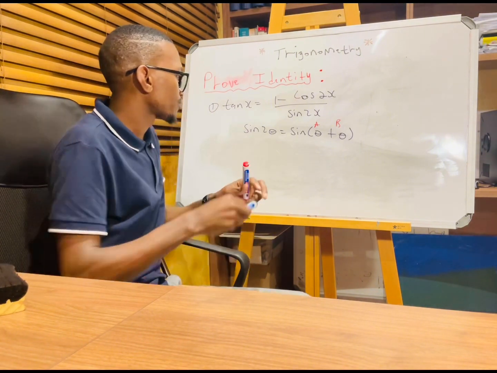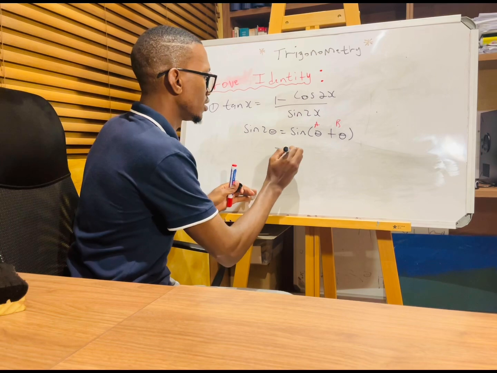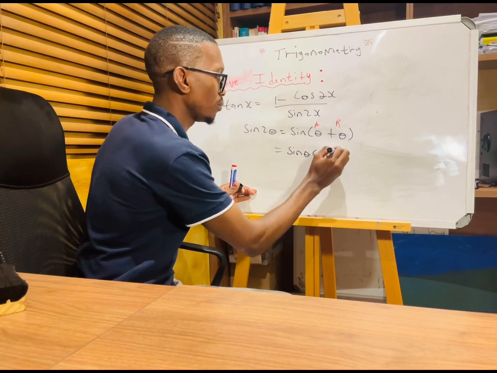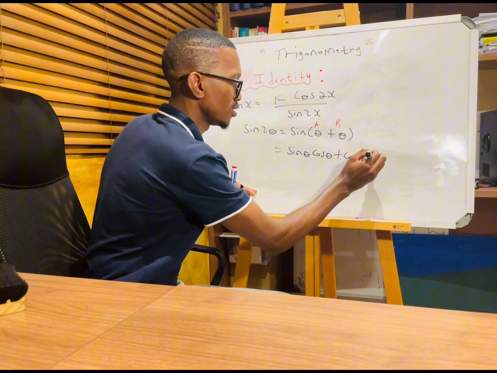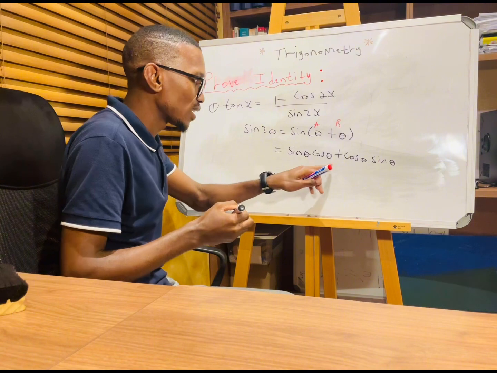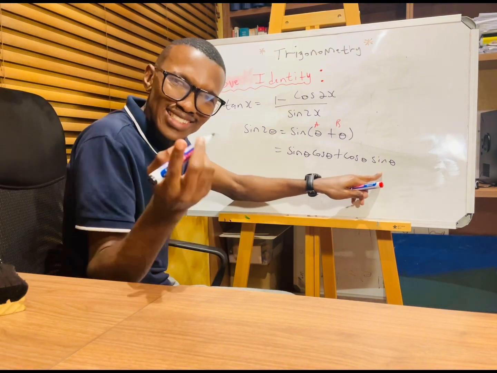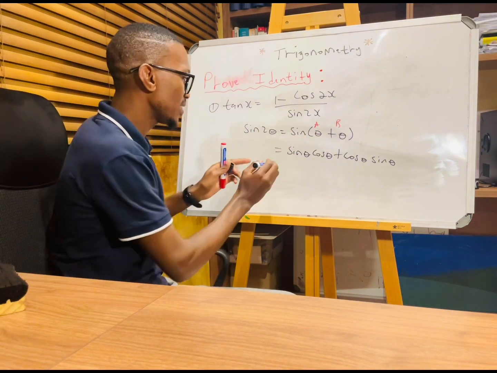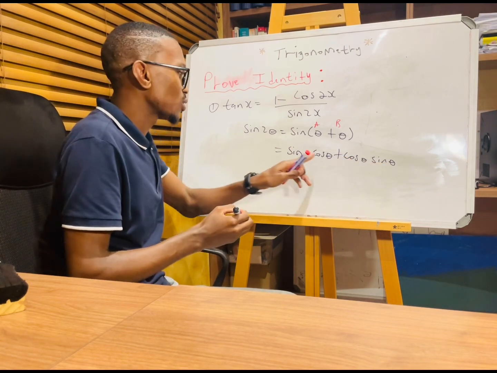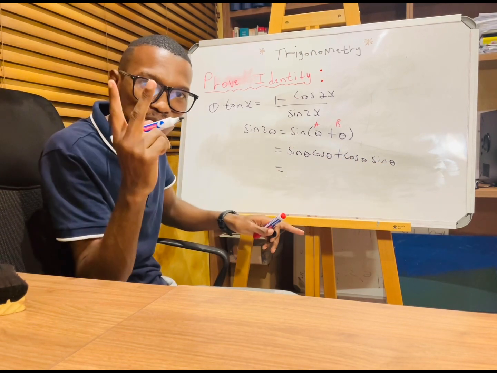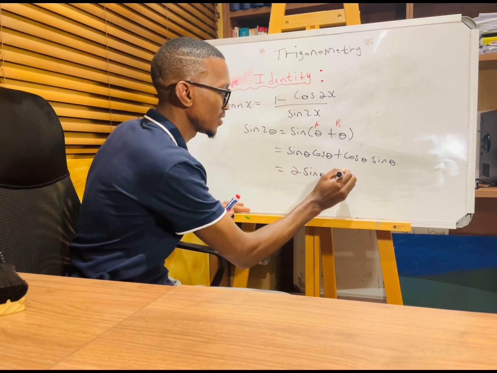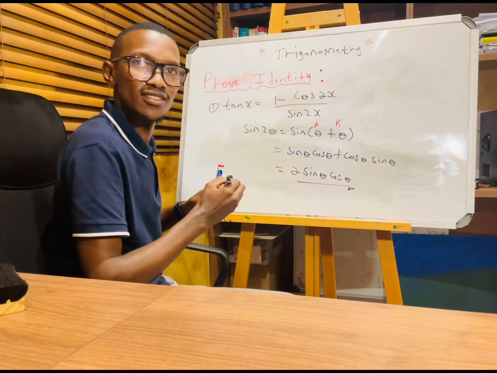Check. So I'm going to say sine theta cos theta, then plus cos theta sine theta. Remember, sine A cos B, cos A sine B. It's the same thing. Then from the look, it's the same as sine theta cos theta. So what is 1 plus 1? 2. Then it's going to be 2 sine theta cos theta. Proven.